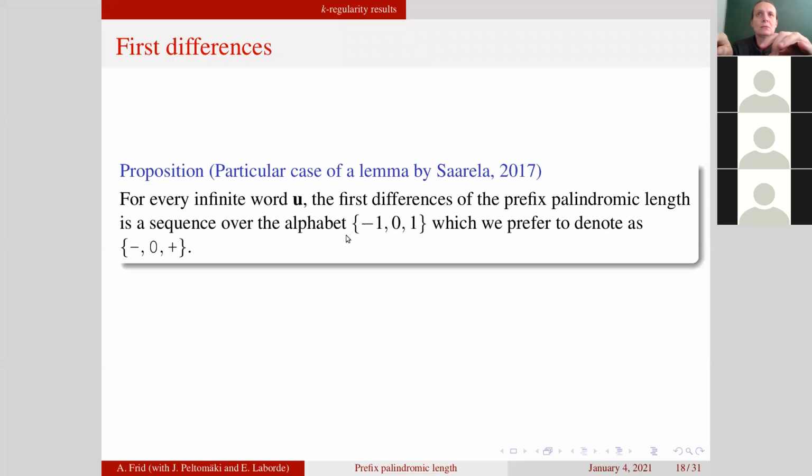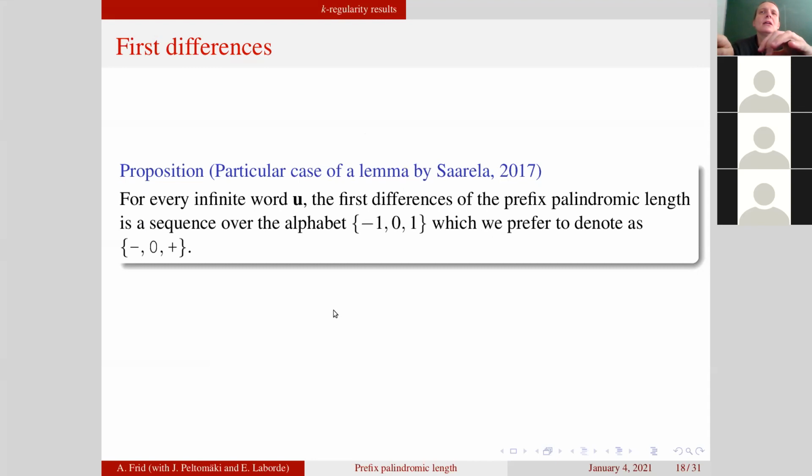Of course, I have never mentioned before that for every infinite word u, the first differences of the prefix palindromic length can only be equal to minus one, zero, or plus one. It's a particular case of a lemma first published by Saarela, who is, I hope, here.